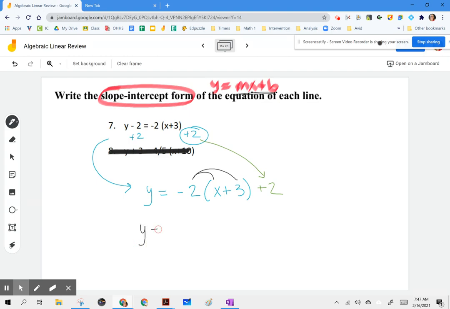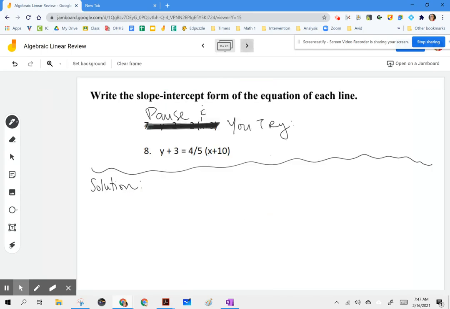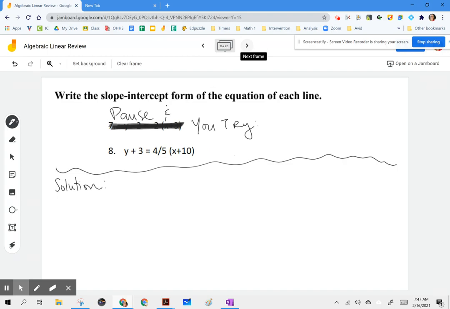So I get y equals -2x because I'm distributing here. And then -2 times +3 is -6. And then I've got to carry down my +2. And then notice that we need to combine like terms here. So we get y equals -2x minus 4. And that is going to be my final answer. So I want you to pause and try number 8.